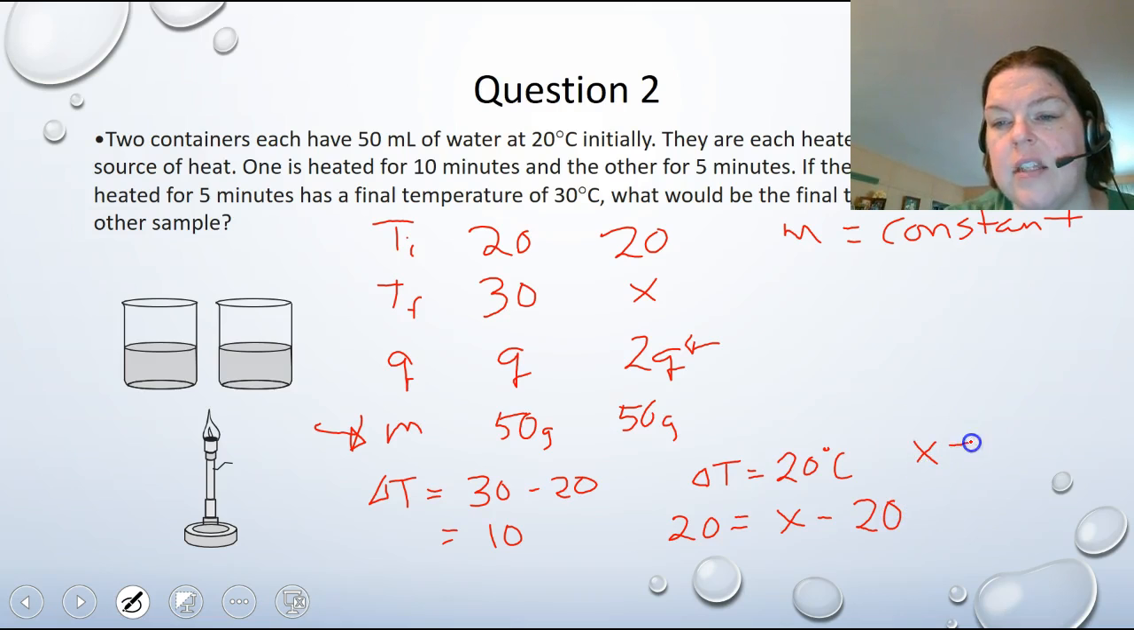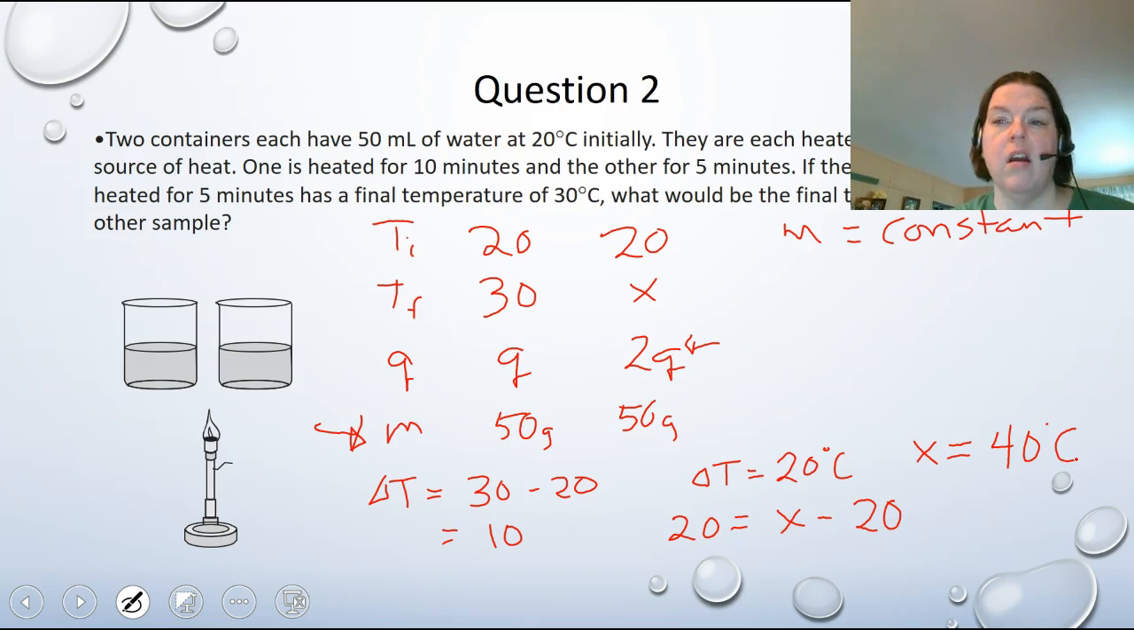So x has to be equal to 40 degrees Celsius. Many of you just looked at the final and then went from there, which is why one of the choices was what it was. But 40 degrees Celsius is a great choice for this one. So what do we see in proportionality land?